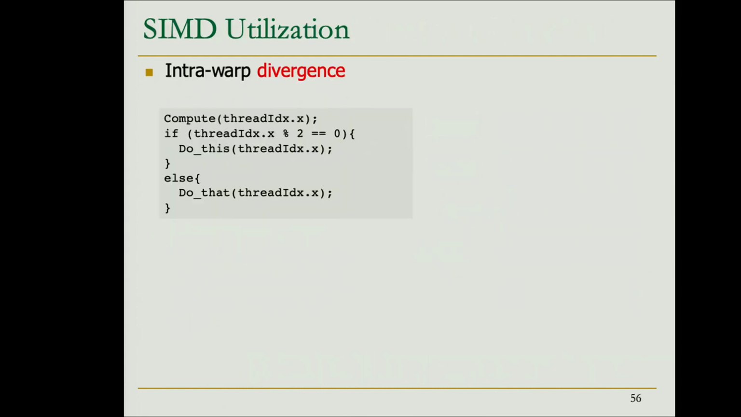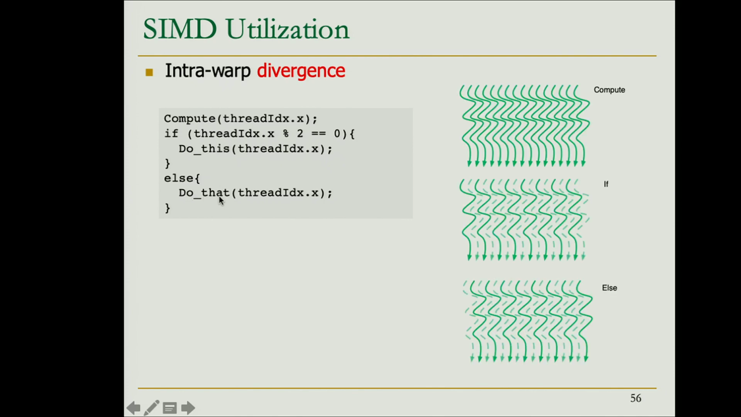Let me give you a better example, let's say in code, of intra-warp divergence, something like this. For example, we do some computation here. In principle, there is no divergence in this initial part, but then at some point we have this if-else statement, and now we want even threads to do this and odd threads to do that. This will be something like this in the execution.